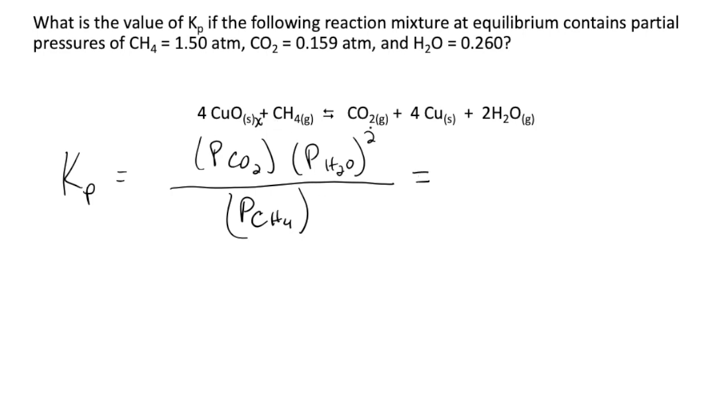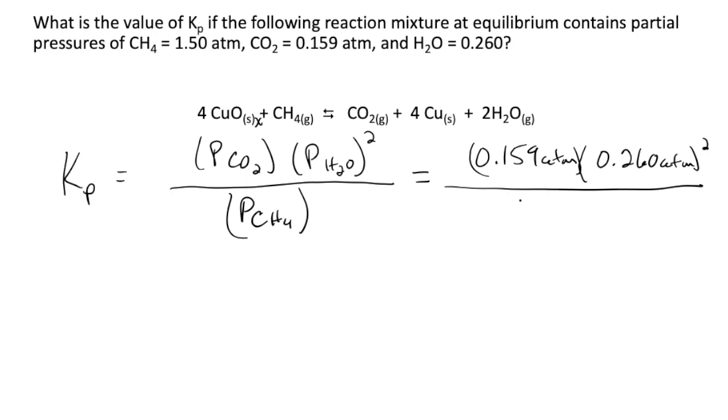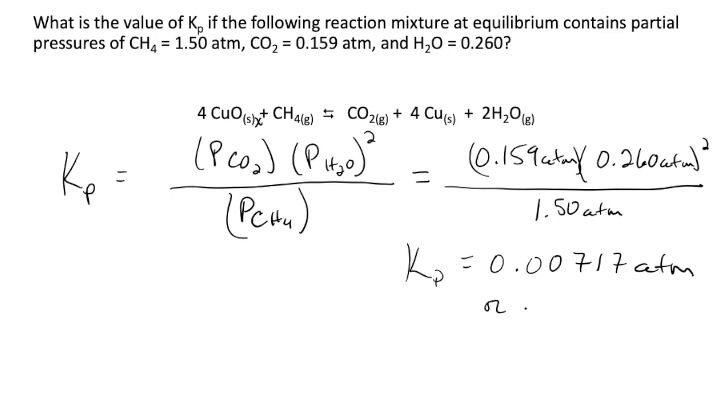Now let's plug in the partial pressures given to us in the problem. The partial pressure for CO2 is 0.159 atmosphere. And for H2O, it is 0.260 atmospheres squared. And this is over the partial pressure for CH4, which is 1.50 atmosphere. This gives a Kp value of 0.00717 atmospheres to three significant figures, or 7.17 times 10 to the negative 3 atmosphere.